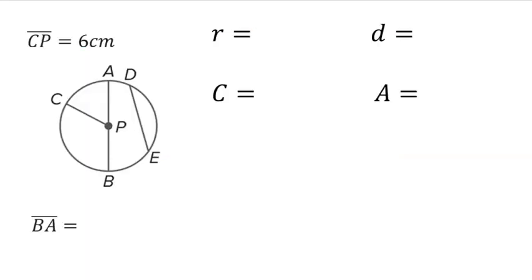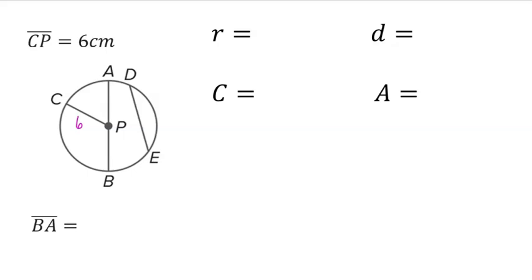In our last video, we talked about circle vocabulary. So if you haven't watched that video yet, you might want to go back and watch it. In this problem, it tells us that CP, or segment CP, is 6 centimeters. So we want to go ahead and make sure that we mark that. And then it's asking us for the radius and diameter of the circle, the circumference, and the area of the circle.